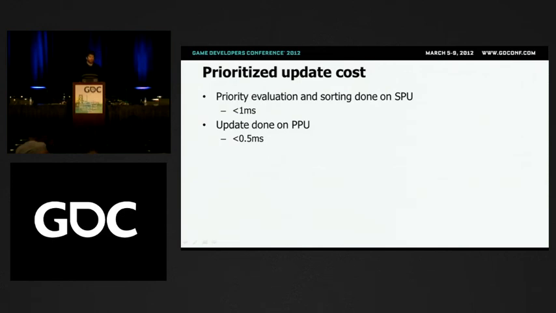This global algorithm is really robust because it's touching all the data and all the nodes every frame. It does cost some time to do this, but after some optimizations, it's down to less than 1 millisecond on the SPU and less than half a millisecond on the PPU. You could time slice it if needed, but so far we haven't seen the need to do that.